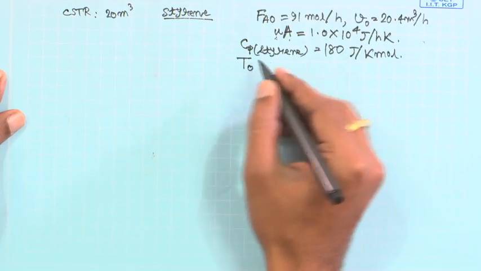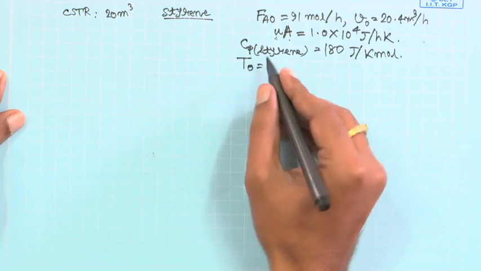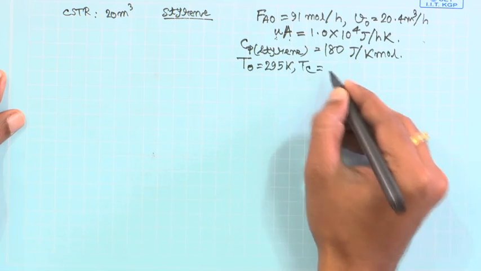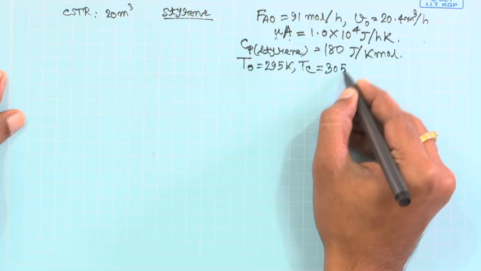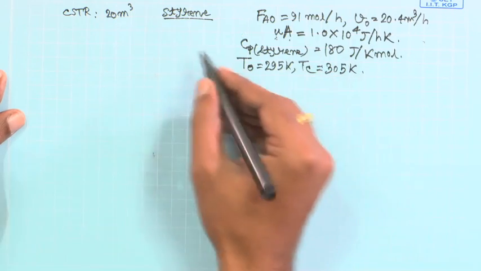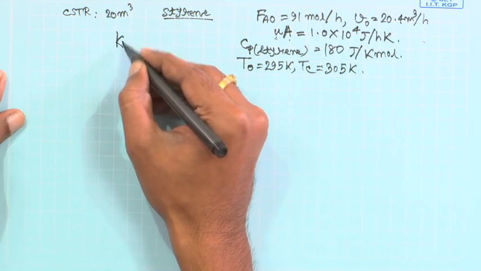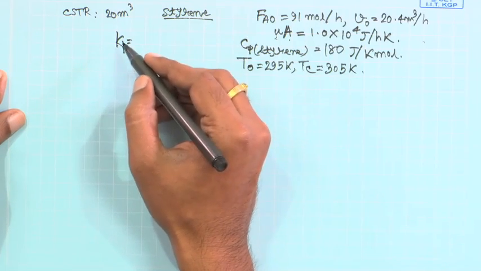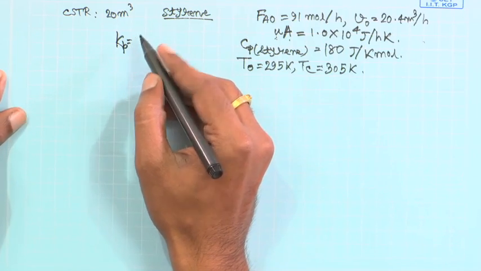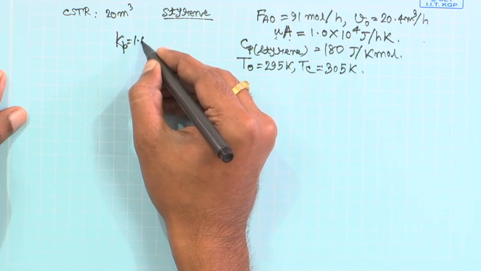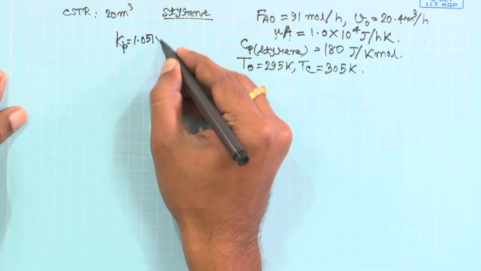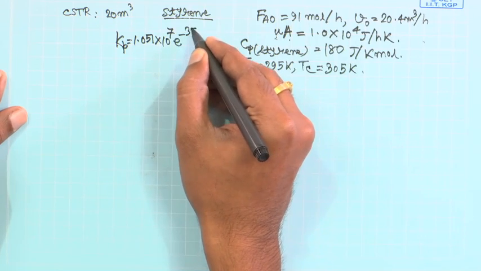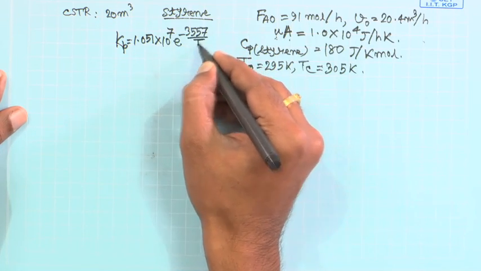T0, this again I am defining. See, T0 is the inlet temperature, let us say that is 295 Kelvin, and Tc is the temperature of the heat transfer fluid, which is 305 Kelvin. And again from the literature, for the styrene polymerization, the Kp is something like this. This is the rate constant for propagation. This Kp, the value is 1.051 into 10 to the power 7 e to the power minus 3557 divided by T.